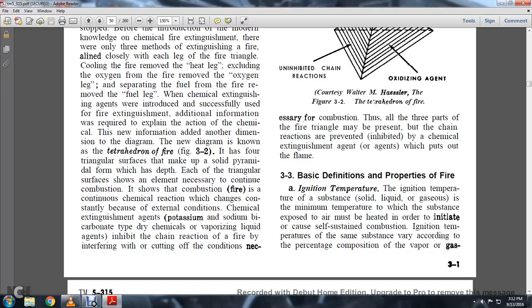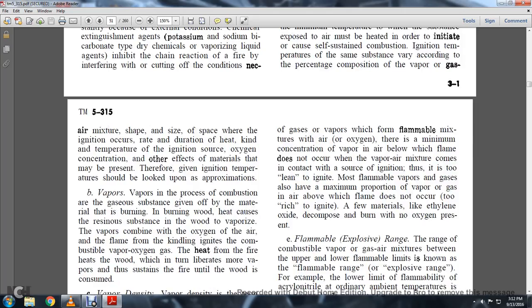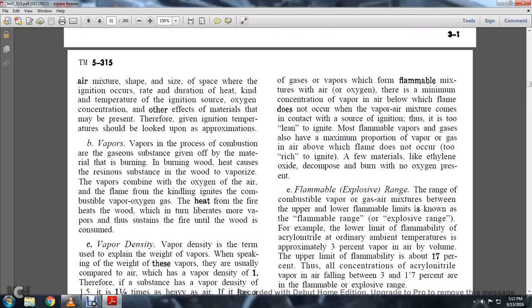Ignition temperature. The ignition temperature of a substance, solid, liquid, or gas, is the minimum temperature to which the substance, exposed to the air, must be heated in order to initiate self-sustained combustion. Ignition temperatures of the same substance vary in accordance with the percentage of the vapor-gas mixture, shapes and sizes of spaces, rate of heating, duration of the heat, kind of ignition source, oxygen concentration, and other effects of material that may be present. Therefore, ignition temperature should be regarded as an approximation.